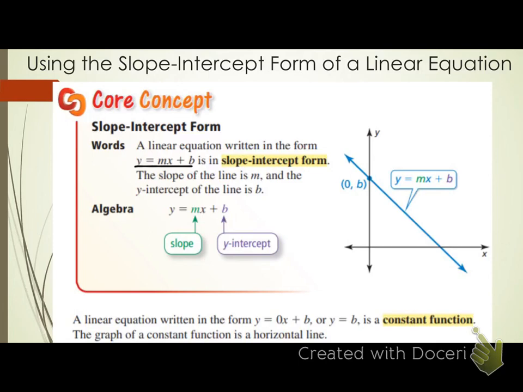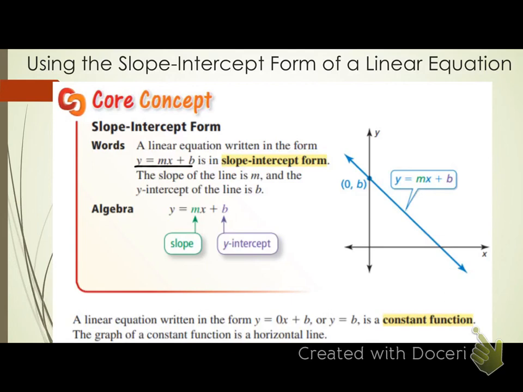A linear equation written in the form y equals mx plus b is in slope-intercept form. What variable do we use to represent slope? M. So the slope of the line is m within the equation. And the y-intercept of the line is b. So if your equation's in slope-intercept form, you can identify the slope and the y-intercept. That's why it's called slope-intercept form. You get the slope and you get the y-intercept in there. Okay?